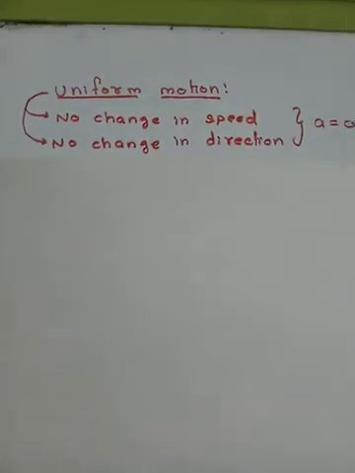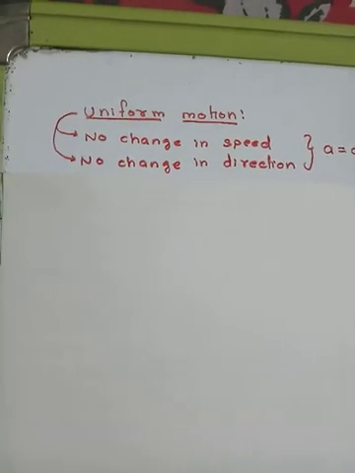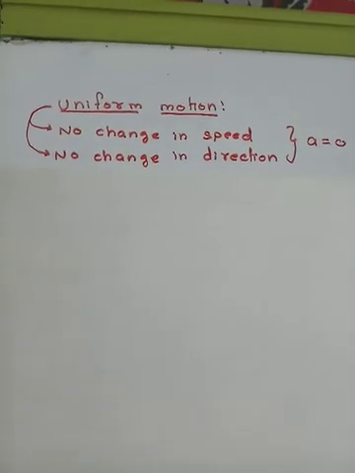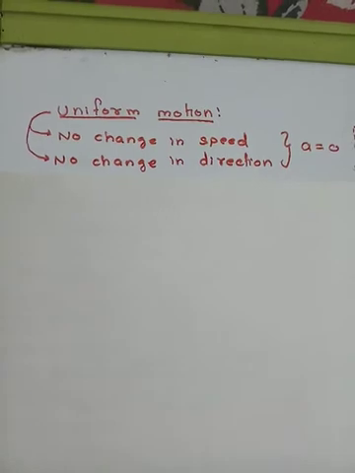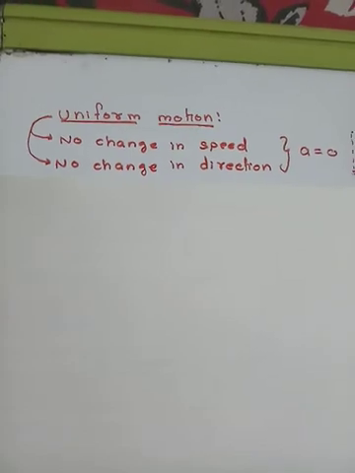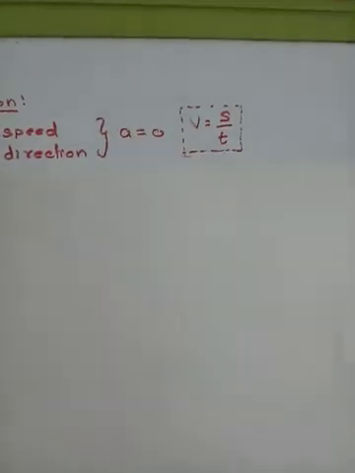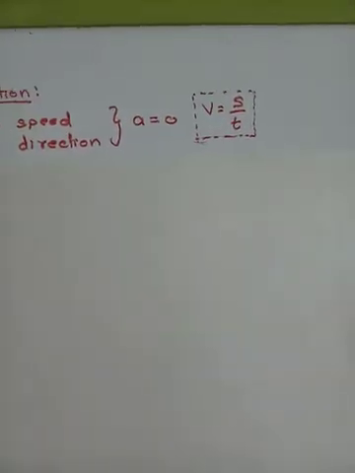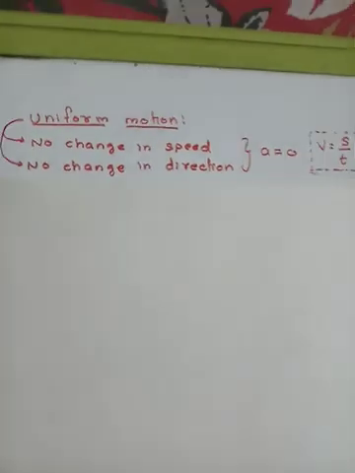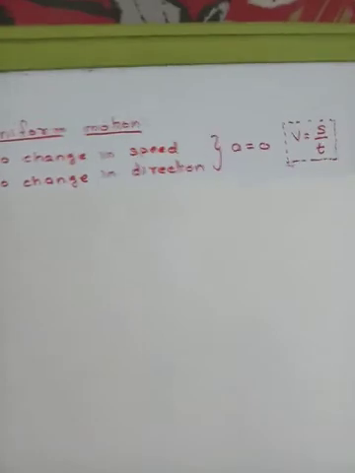There is no change in speed and there is no change in the direction of motion. In other words, acceleration of the body will be equal to 0. Of the 5 equations of motion we have learned, there is only one equation in which acceleration does not occur, or in which acceleration is 0, and that equation is this very simple equation: speed is equal to distance upon time. This is the only equation that is applicable for uniform motion. All the other equations are applicable exclusively for non-uniform motion.